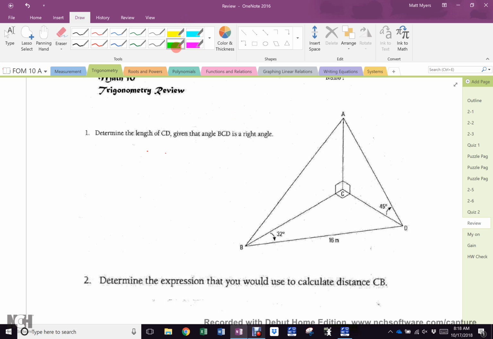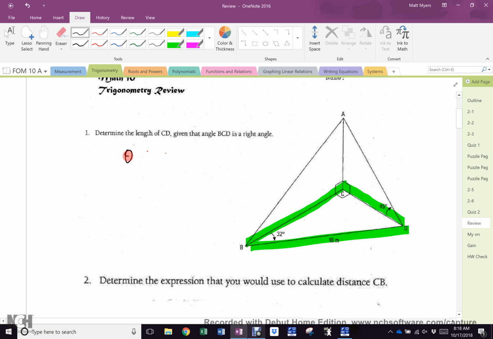Determine the length of CD, assuming that BCD is a right angle. Since you need that side, you are working in this green triangle, and you have all the information you need. Theta is 32, hypotenuse is 16, opposite is unknown, so it's 16 sine 32, for whatever the answer is. I believe it is 8.5 because it's 8.48, but 8.5, of course, will do.